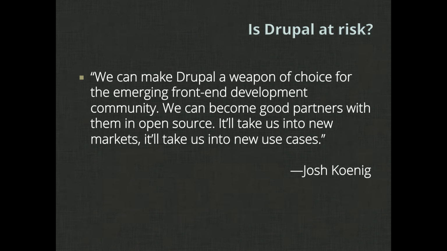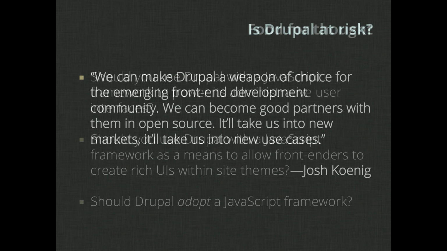So one thing I want to do now is open it up for a discussion in the last three minutes. I'll stay extra if you guys would like. Is Drupal at risk? And I want to say, is the Drupal front end at risk, rather? Josh Koenig is one of the proponents of decoupling Drupal, in a lot of use cases that he thinks is appropriate. "By decoupling Drupal, we can make Drupal a weapon of choice for the emerging front-end development community." I would not call it emerging, but "we can become good partners with them in open source. It'll take us into new markets. It'll take us into new use cases." That's an interesting quote. Interested to see what people think about that.